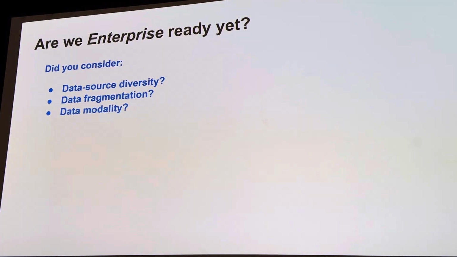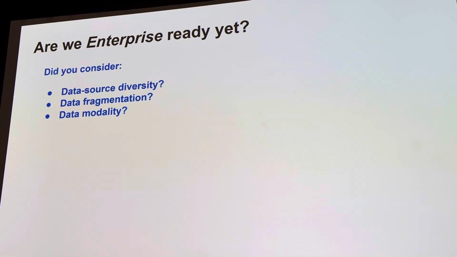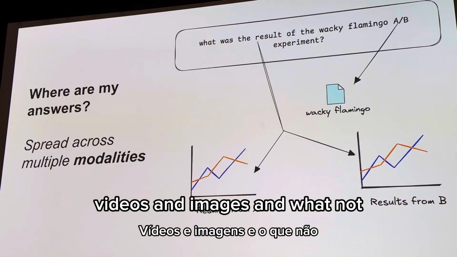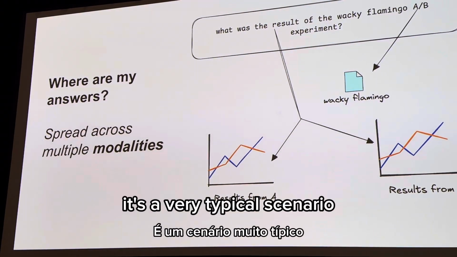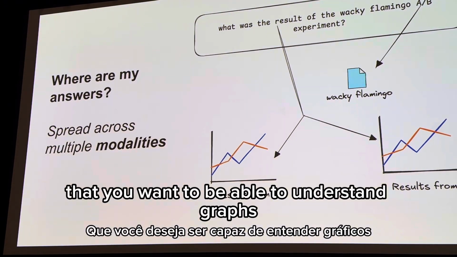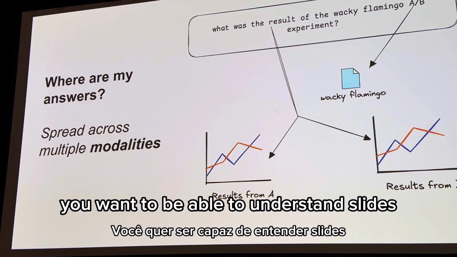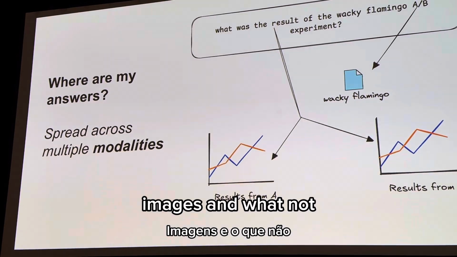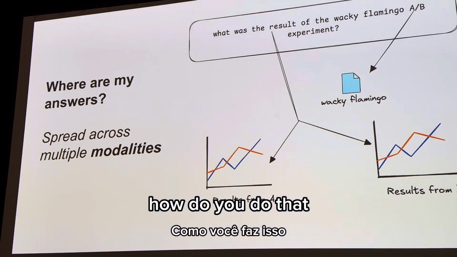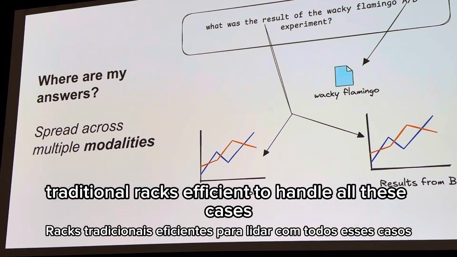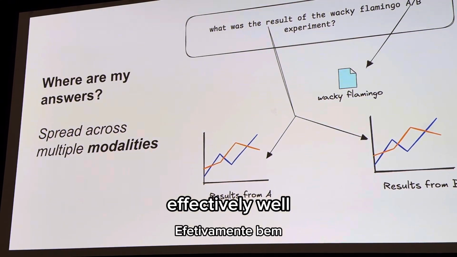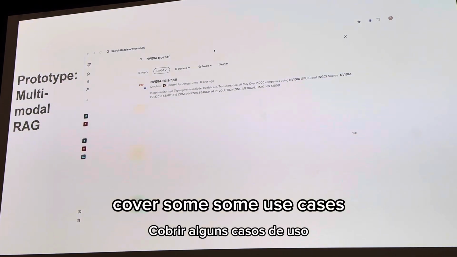How do you handle multiple modalities, videos and images and whatnot? This example right here is a very typical scenario. You want to be able to understand graphs. You want to be able to understand slides, images, and whatnot. So how do you do that? Is traditional RAG sufficient to handle all these cases effectively? Well, partly. It can cover some use cases.